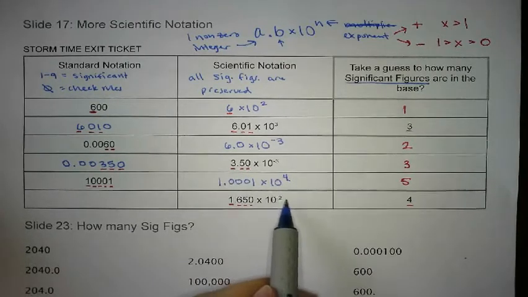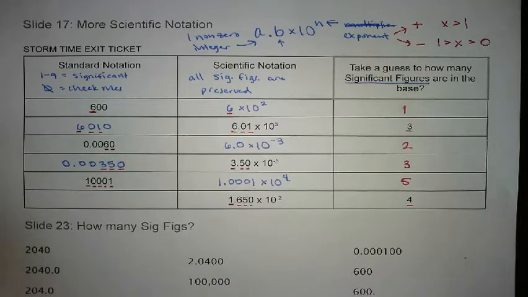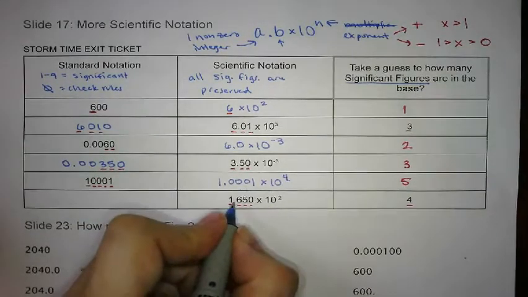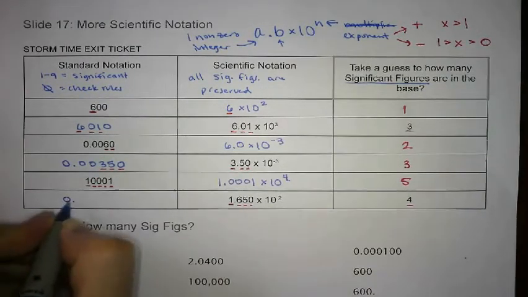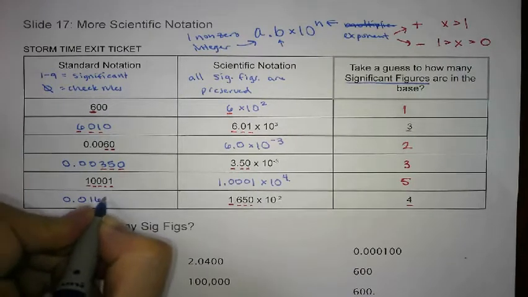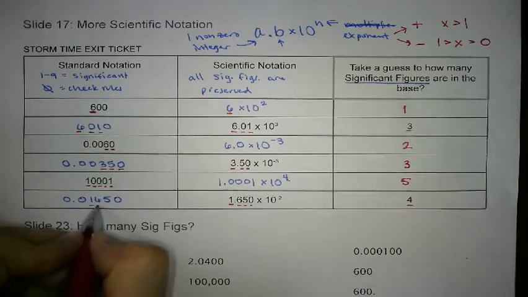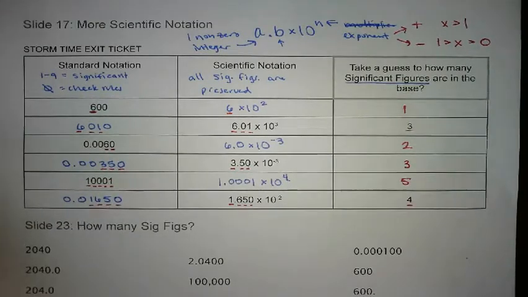Last one, negative exponent, so the number is smaller than 1. I have 4 sig figs, they're all right there. Jump it back twice, 1, 2, so 0, right, leading 0, 0.0165. Have to include that last 0 for my 4 sig figs. And there we go, scientific notation.